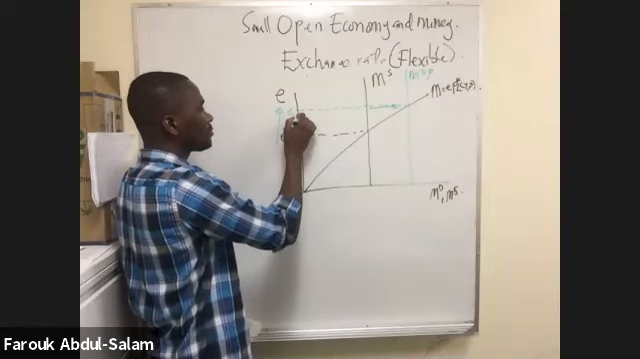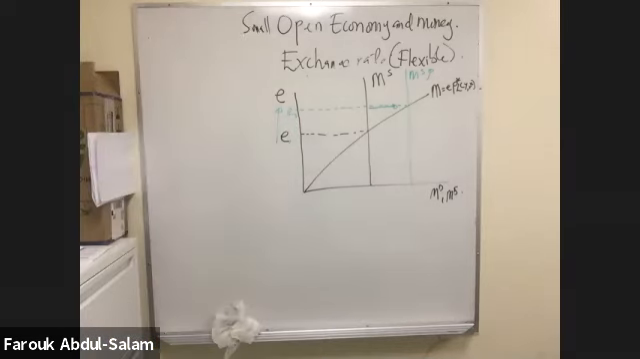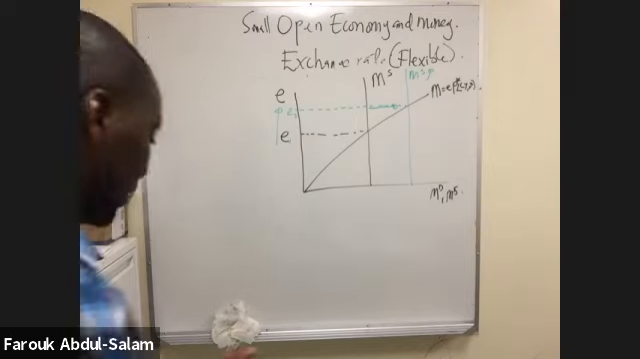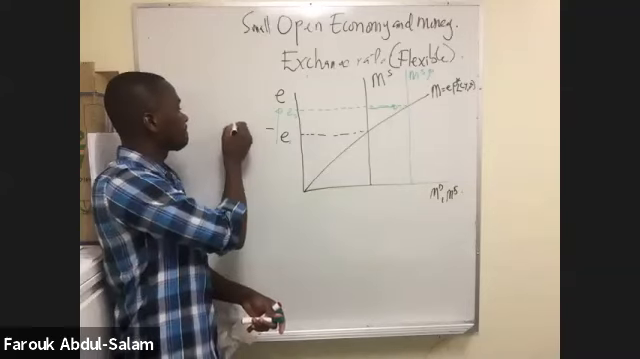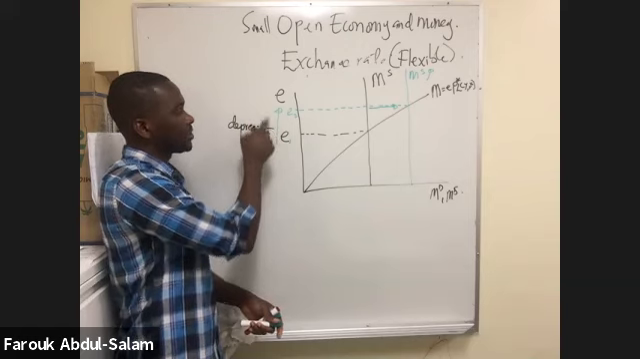Now, what do we call this movement from E1 to E2? Anyone to help me? What term do we give it? Moving from E1 to E2, what is the terminology given to it? Depreciation. Yeah, that's correct. It's going to be depreciation, right? So this is going to be depreciation.